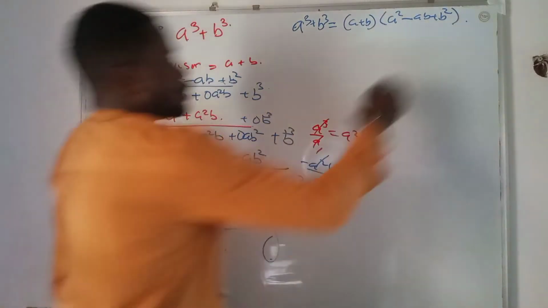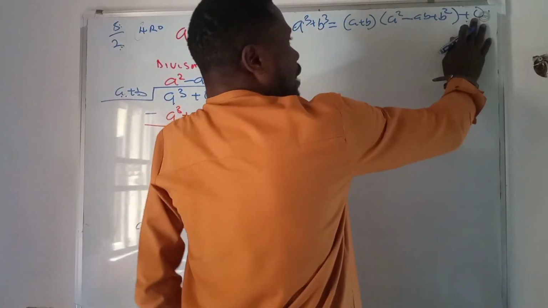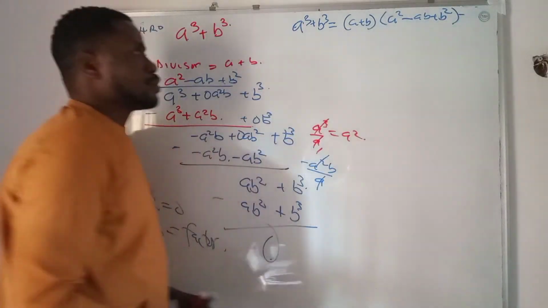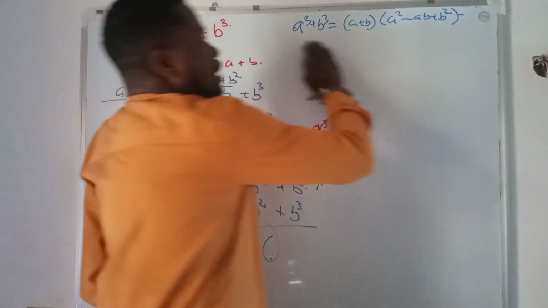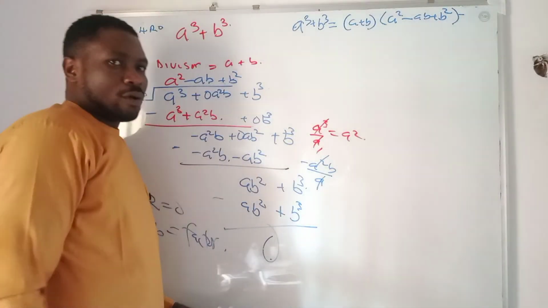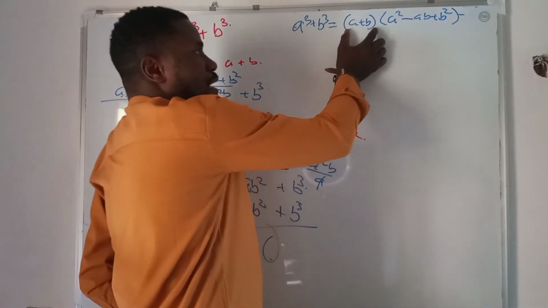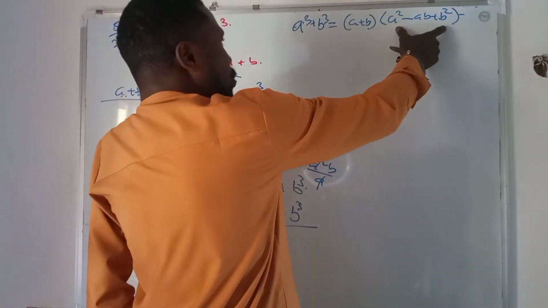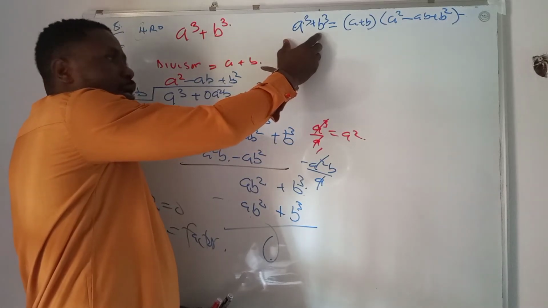So, of course, by right, it's supposed to be plus the remainder. The remainder is 0, which, of course, even if you had this 0, it will still be the same. So, if they say factorize a cubed plus b cubed, this, therefore, becomes the answer. What that means is that this, of course, represents the divisor, and this represents the quotient, and this represents the expression itself, the polynomial that was given.